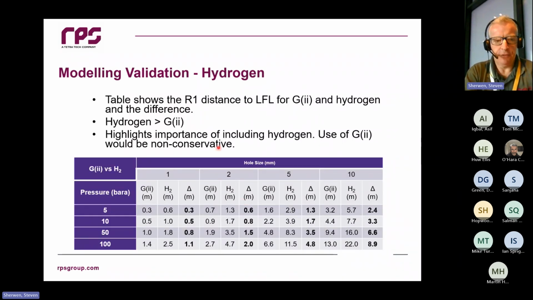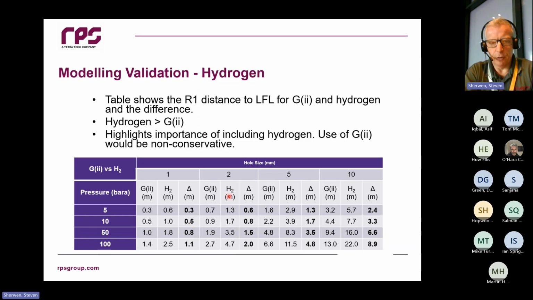So this is quite an important table because it shows, if you've been using G2 as hydrogen to determine hydrogen extents, how much the difference is between the zones. So if we take a 10 bar release of hydrogen, if you used EI15 edition 4, if you've taken a G2 distance, that was 0.5 meter. For pure hydrogen, it's now 1 meter, and that's a difference of 0.5 meters. Not a huge amount, but it might affect some zones.